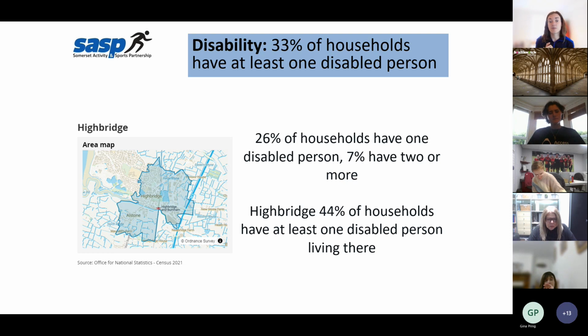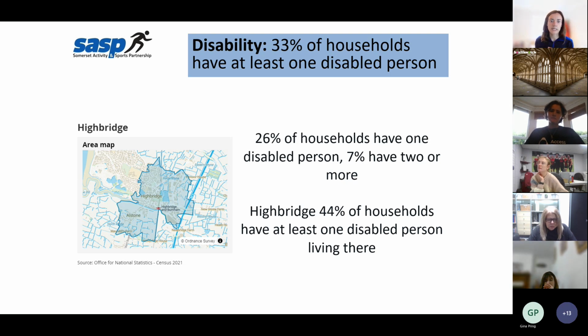What we've seen is in Highbridge, 44% of households have at least one person that have stated that they have a disability. So that's the highest proportion across anywhere in Somerset. We also saw similar figures in Watchet, in some areas of Taunton as well. So it's just thinking about what's going on in those areas for those people.